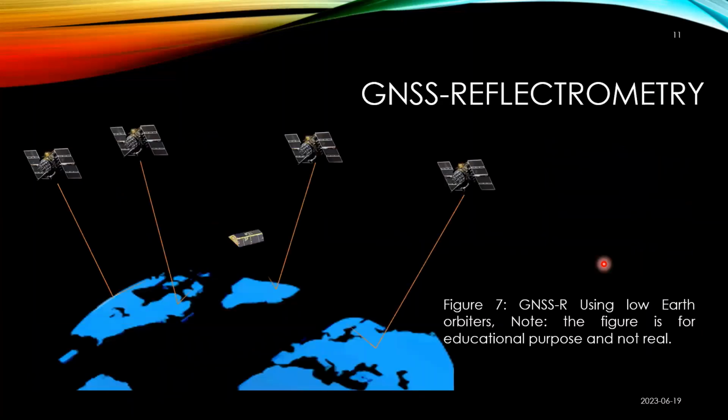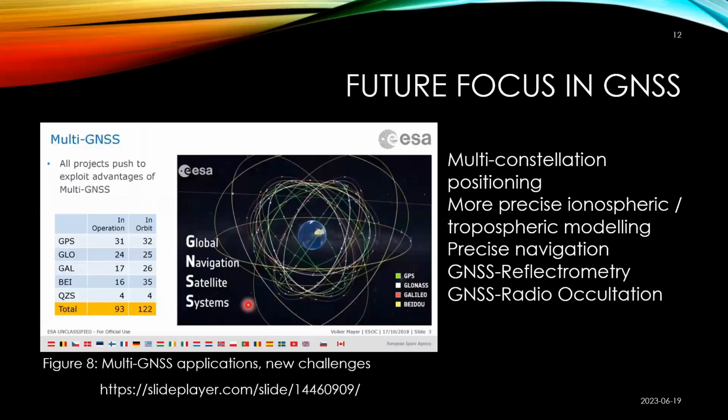Also, it can be done in such a way that we have some satellites with a special instrument inside, so that they can receive the reflection from the ground. Even over the ocean, we always have problems with modeling the ionosphere. So if we can get the reflection by satellites, we can model the sea level and study sea level much better. This is called GNSS reflectometry, which is a rather hot subject these days, and a future focus will be on that.